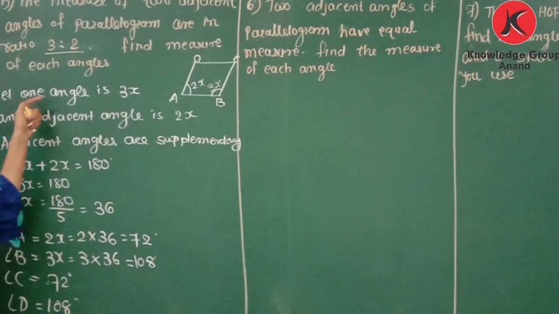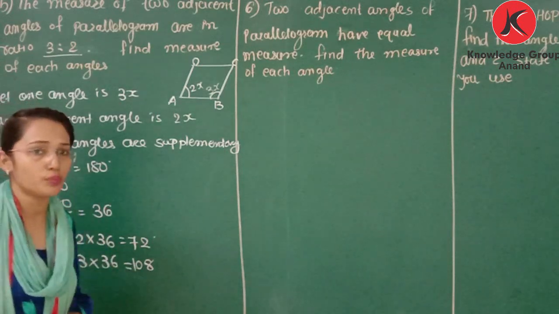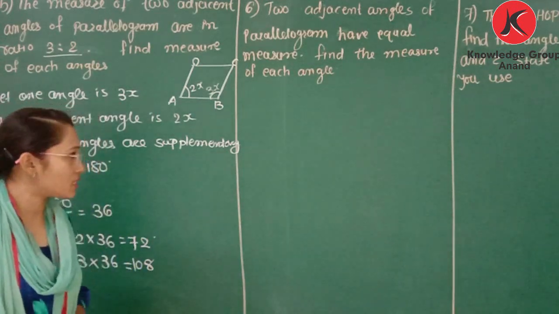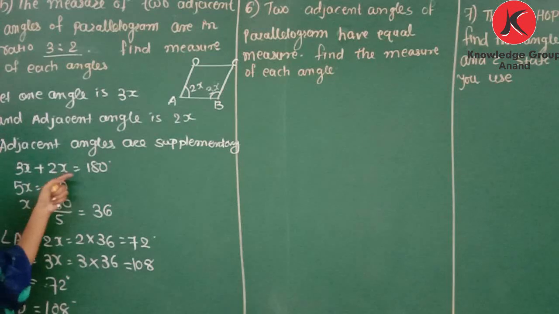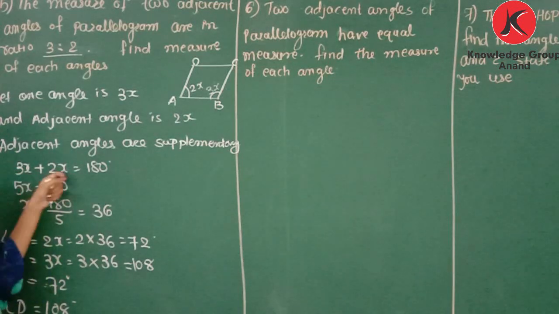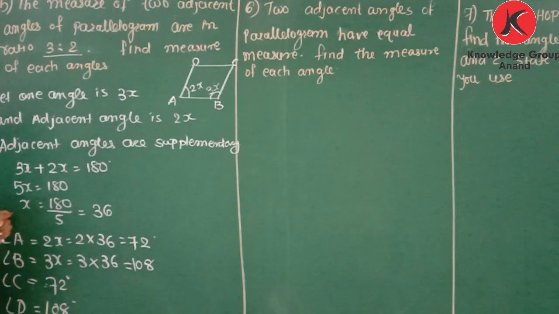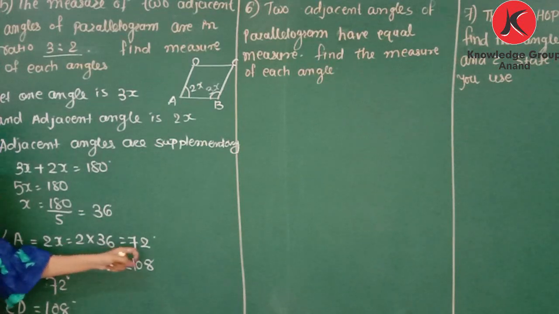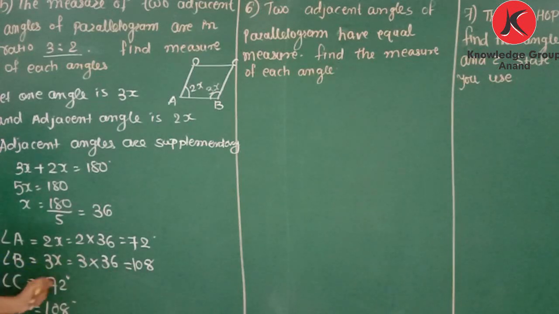What we have to do here is assume that one angle is 3x and another angle is 2x, but we know the property of a parallelogram, that adjacent angles are supplementary, meaning the sum of adjacent angles is 180. So you can write 3x plus 2x is 180. If you solve, 3x plus 2x is 5x, now 180 divided by 5, you will get x is equal to 36. So angle A will be 2 into 36, 72. Angle B is equal to 3 into 36, that is 108. Now angles C and A are opposite, so C is also 72, and angles D and B are opposite angles that are equal, so D is 108.